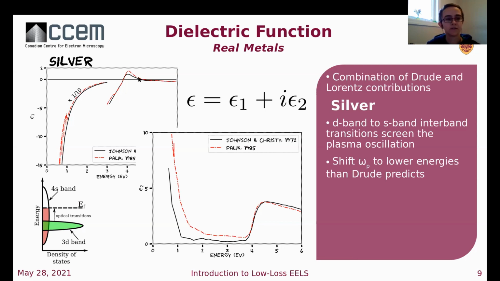And this introduces a Lorentz oscillator into the model. So the effect of this Lorentz oscillator is to screen the plasma oscillation in silver and causes energy shifts compared to what the Drude model would predict. So essentially the Lorentz model and the Drude model are nice and simple, but life is never as simple as you would really hope it would be. And you need to be a bit more careful when you're looking at what your dielectric function is expected to be for your material.